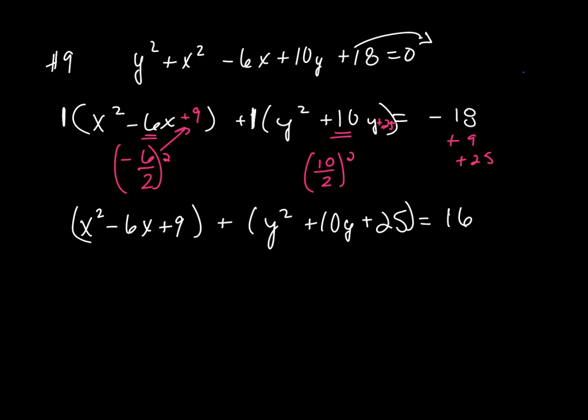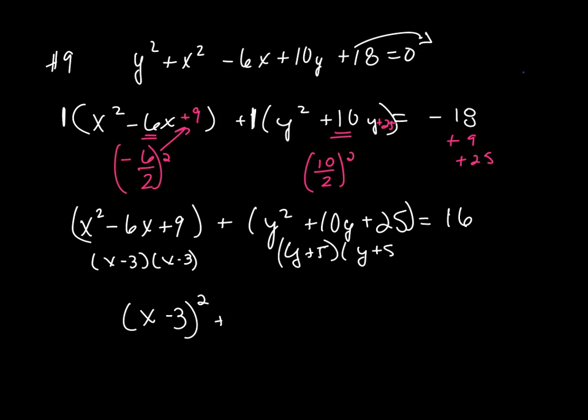I factor this. This is the same thing as x minus 3 times x minus 3, which is x minus 3 quantity squared. For the y side, that is y plus 5 times one more y plus 5. That's the same thing as saying y plus 5 quantity squared is equal to 16.